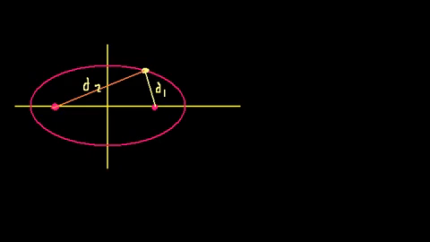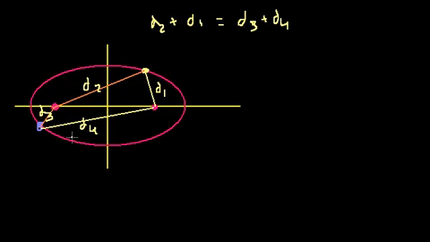So if I take another point along the ellipse, right here, and sum this distance and that distance, let's call this D3 and this D4, the sums of these distances to the foci along this ellipse are going to be a constant. So D2 plus D1 is going to be equal to D3 plus D4. And this would be true wherever you go along the whole ellipse.